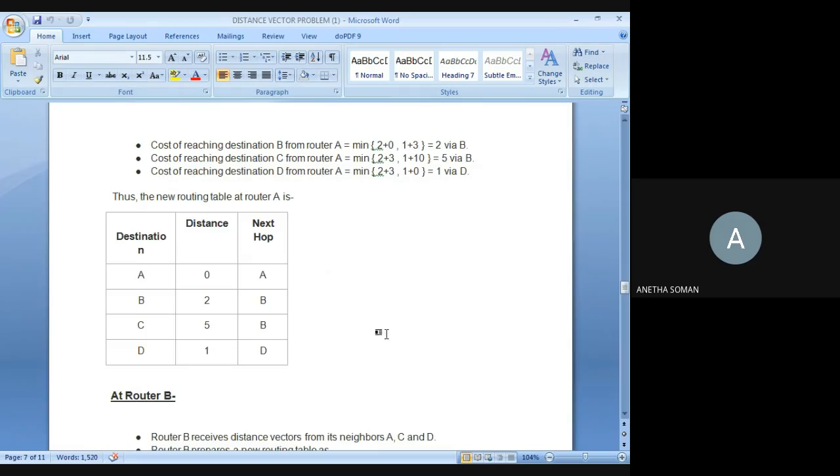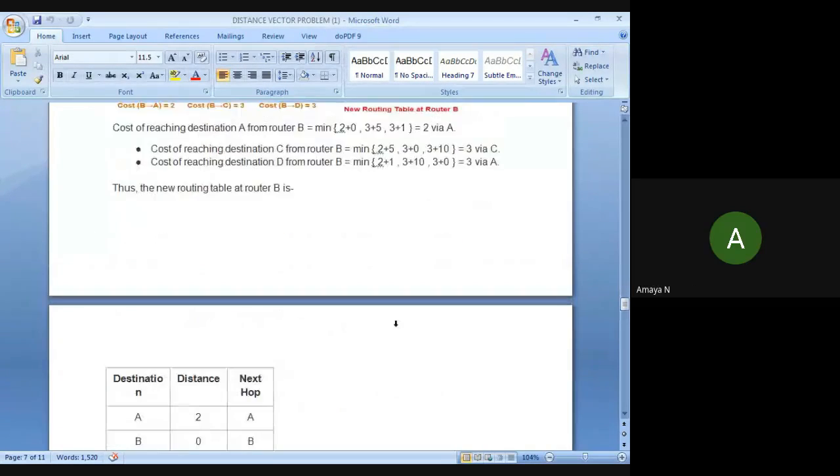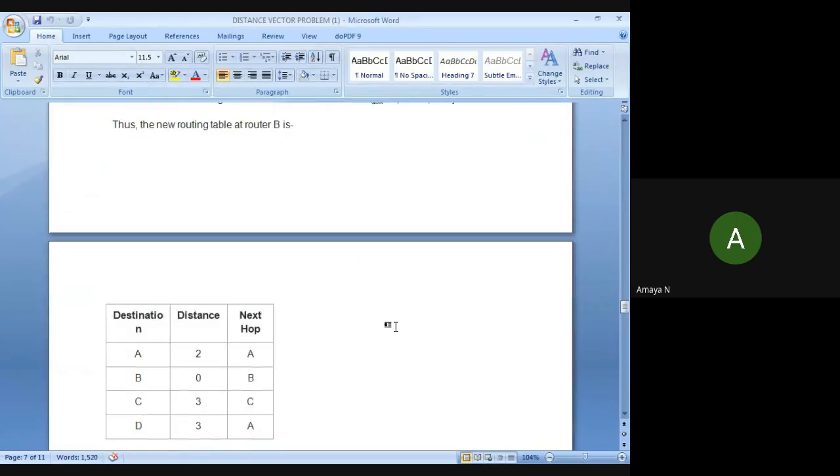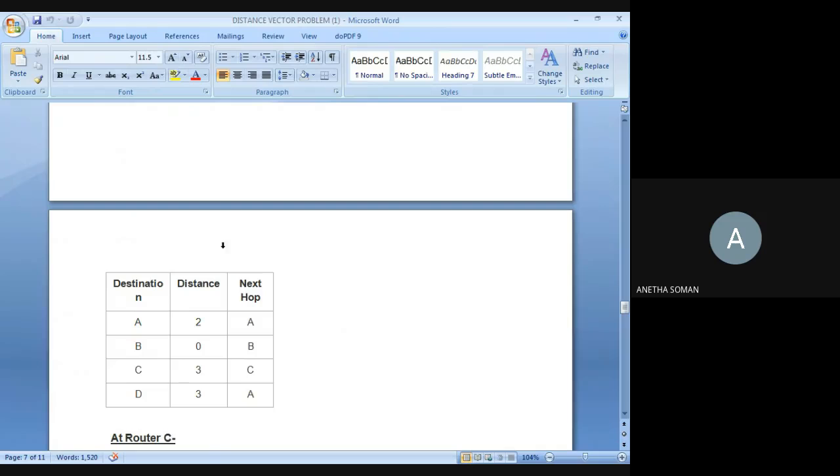Amaya, you can answer. A to A, B0B, C3C, D3A. Okay, so you are getting the new routing table as A to A, B0B, C3C, and D3A. Now, what is the routing table for C?